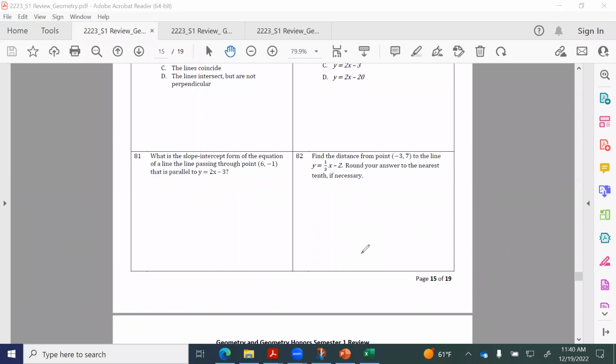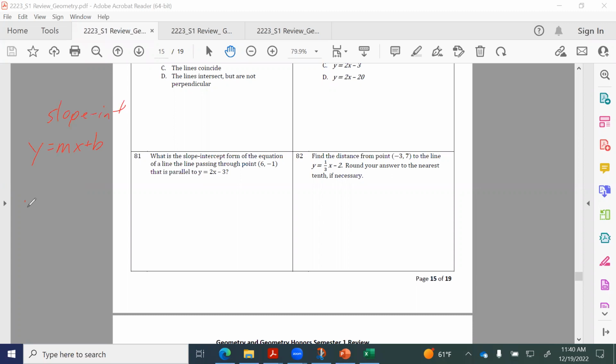What is the slope-intercept form of the equation of the line that passes through the point (6, -1) that is parallel to y equals 2x minus 3? So, again, two formats that we need to know. y equals mx plus b. That's slope-intercept.